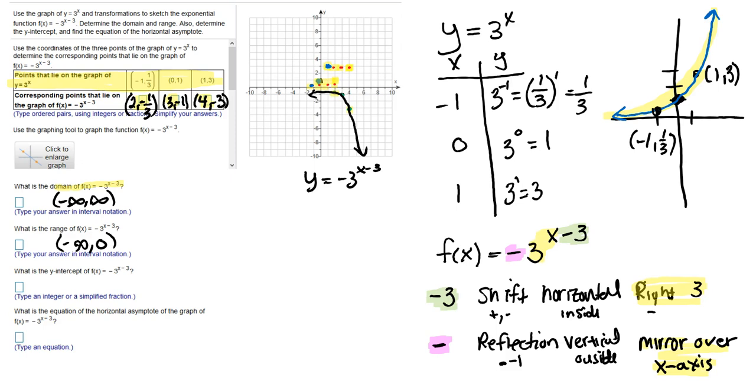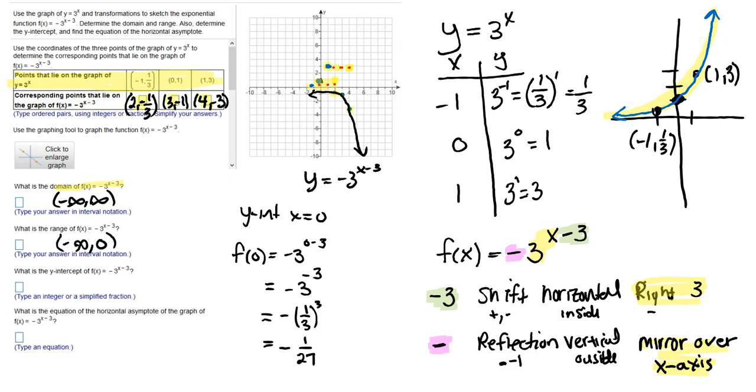What is the y-intercept? Okay, so to find a y-intercept, we let x equal 0. So f of 0 is negative 3 to the 0 minus 3. That's negative 3 to the negative third. Negative 1/3 to the third. The negative in the exponent changes it to the reciprocal of the base. And that 1/3 to the third is 1/27th. So we have negative 1/27th as our y-intercept.